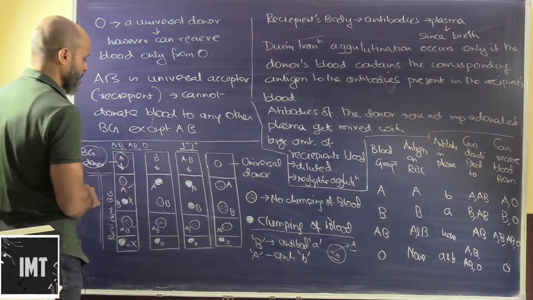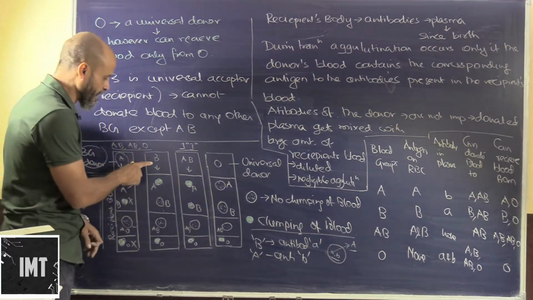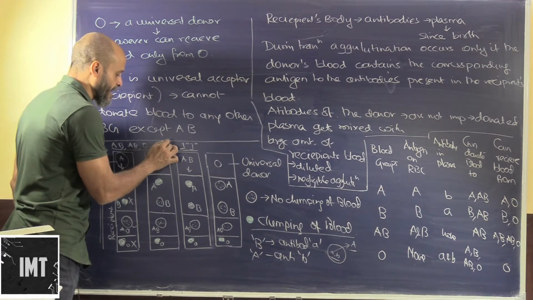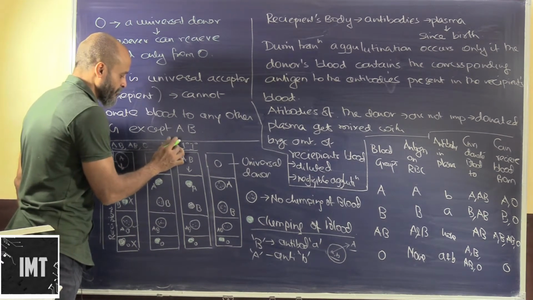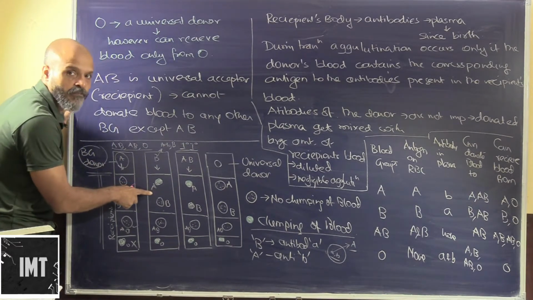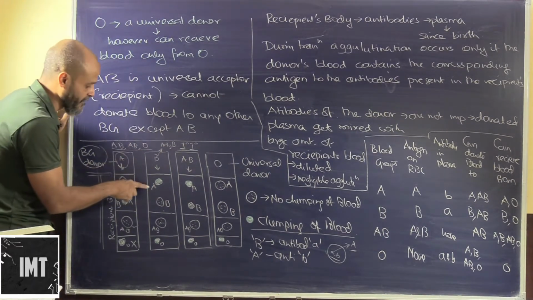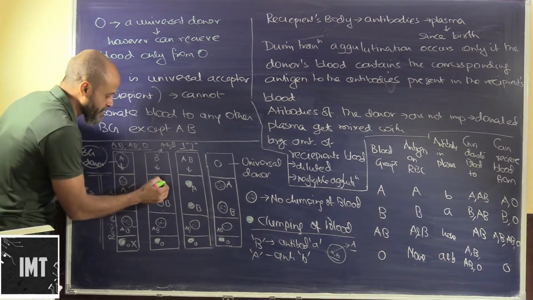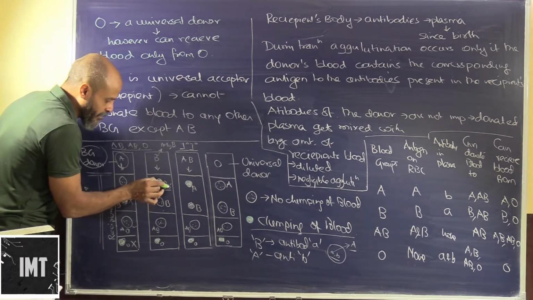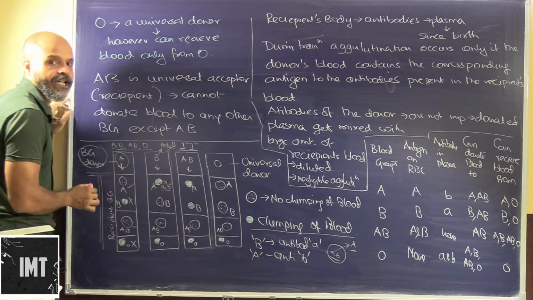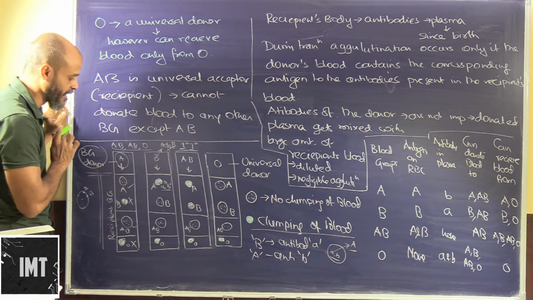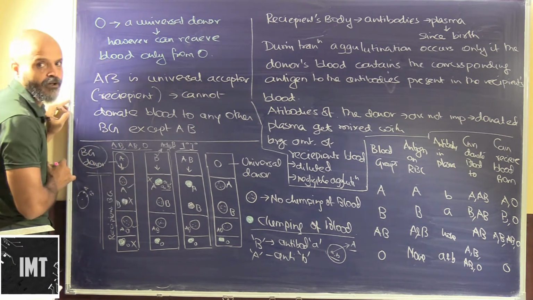Similarly, let's look at blood group B. Very simple. Blood group B will carry antigen B. Now if the recipient's blood group is A, obviously the antibody will be B, and antibody B will react with antigen B, and this will result in the clumping of blood, again very fatal. So this cannot be administered.